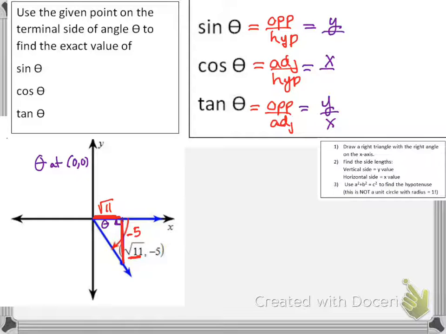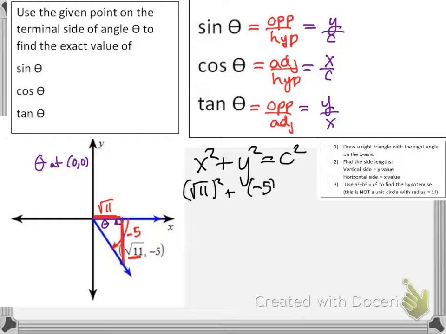Unit means a single item. A unit circle has a radius of 1, and every one of those triangles has 1 for its hypotenuse. In this case, we have a hypotenuse that we have to work out ourselves. So basically I'm going to think a squared plus b squared equals c squared, but I'm going to write it as x squared plus y squared equals c squared. In this case, my x is the square root of 11. The y is the negative 5.